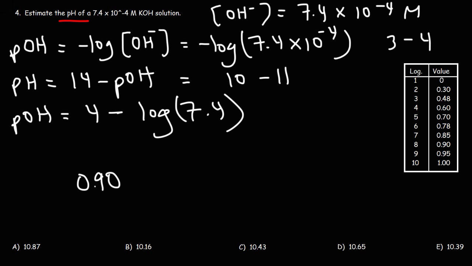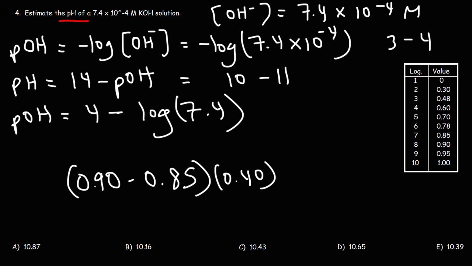So 0.90 minus 0.85. So that's the difference, or that's the range of the two values. And then we're going to take the 0.4 and multiply it by that range, basically taking 40% of that range, and we're going to add it to the lower part of the range, 0.85. So 0.90 minus 0.85, that's 0.05. And we can't use a calculator for this.